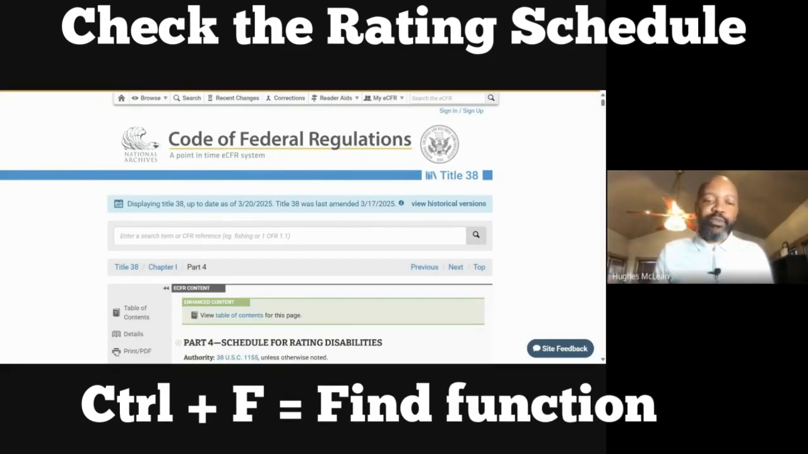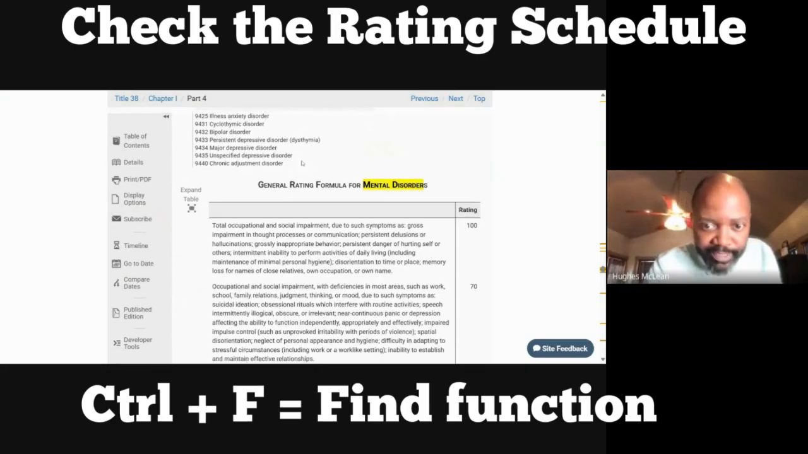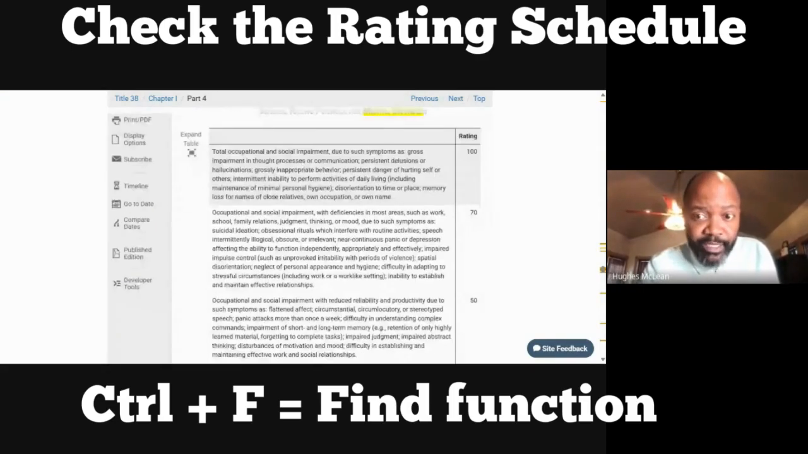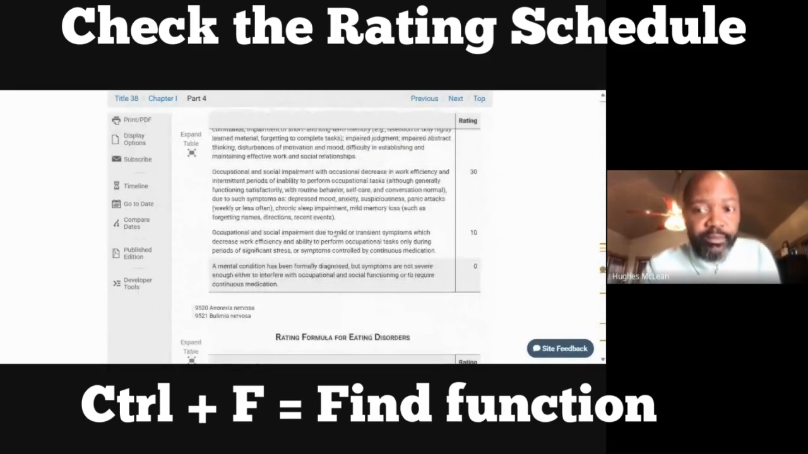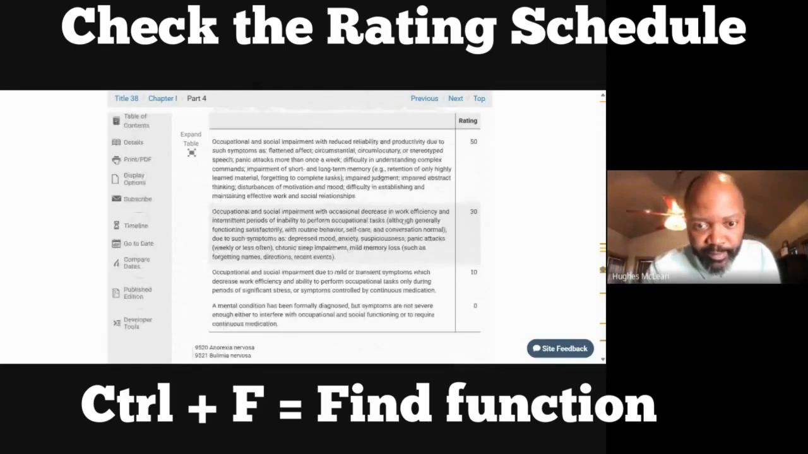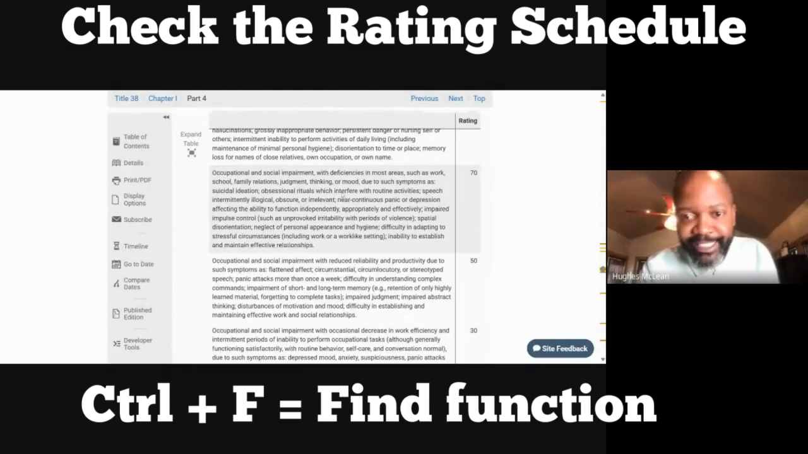For this one, we're filing for depression. And here we go right here. Here's the general rating formula for mental disorders. These are the symptoms. This is the rating. As always, have this symptom, get this rating. Have these symptoms, get this rating. Have these symptoms, get this rating. Symptoms, rating. Have these symptoms, get this rating.